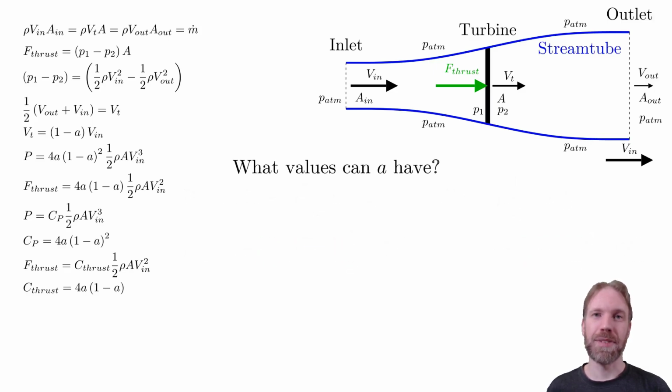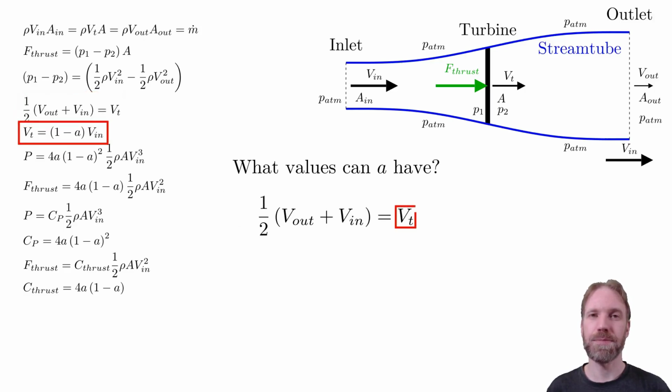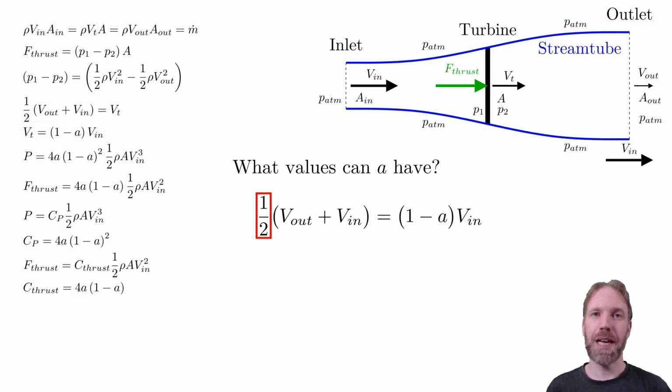Before we continue, let's check the limits for the axial induction factor. Use the expression for the velocity at the turbine combined with the definition of the axial induction factor. Multiply by 2 and collect the V in terms. This is the expression for the outlet wind speed.